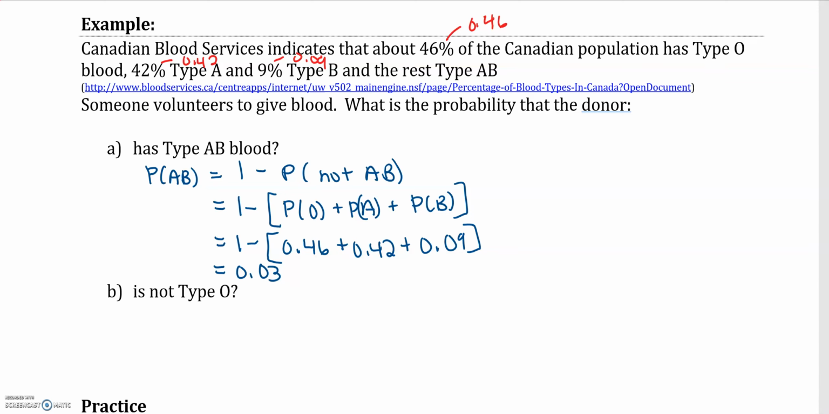Part B said, what is the probability that the donor is not type O blood? So the probability of not having O is equal to 1 minus the probability of having O. And we know that 46% have type O blood. Therefore, we would expect that there's a 54% probability that the person does not have type O blood.